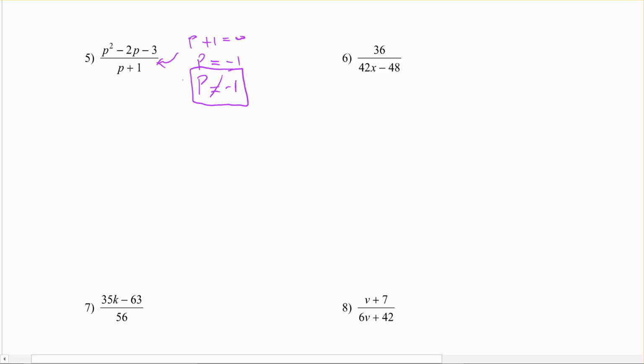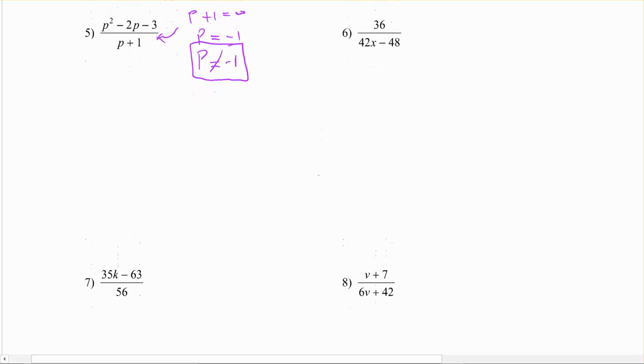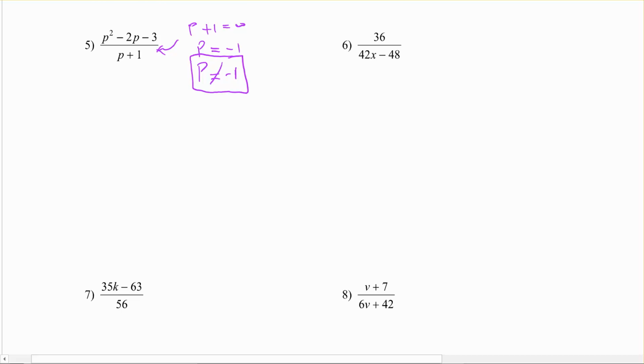If you're wondering what that looks like if you graph it, I don't know if you are or not, but if you are, that would be a vertical asymptote at -1, but that's for another day. Okay, so we know our restricted value is that p is not allowed to be -1. Now what we've got to do is simplify up here.